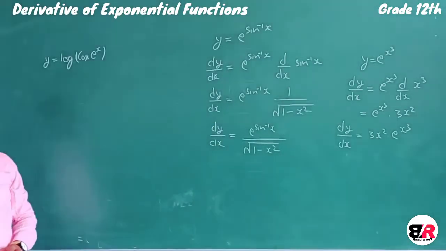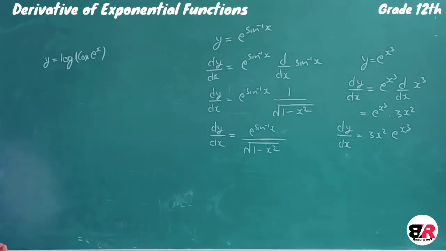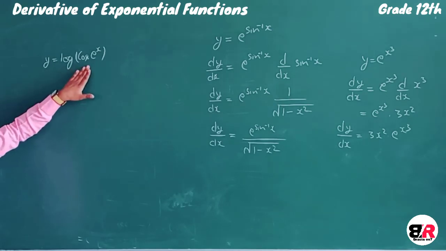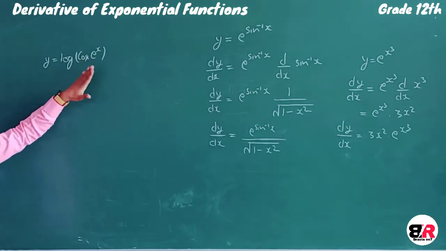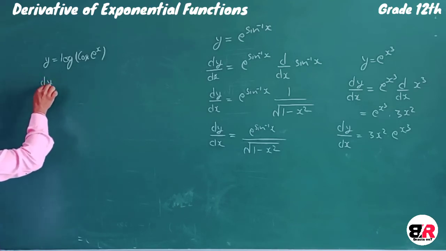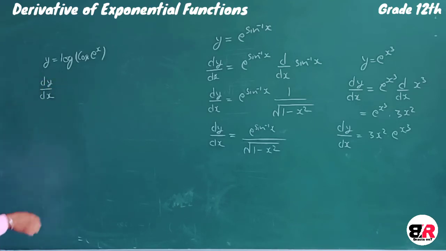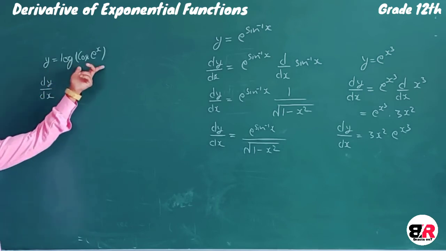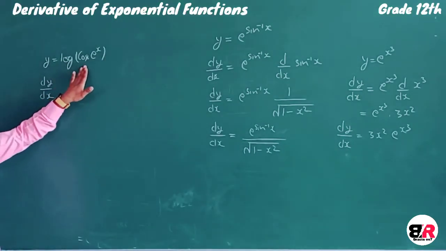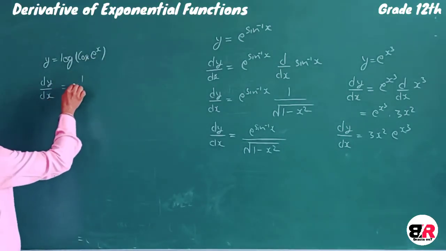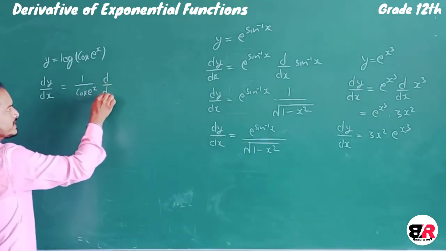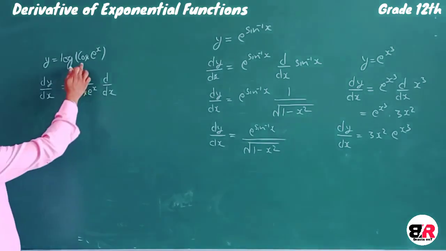Let us take one more example, example number 4, in the process of finding the derivative of an exponential function, that is y is equal to log cos e to the power x. We need to find the derivative of this function. Then we will differentiate both sides with respect to x, then dy by dx. Now we know that the derivative of log x is 1 upon x. So the derivative of log cos e to the power x is 1 upon cos e to the power x. By chain rule, again differentiate. What is in place of x? It is cos e to the power x.